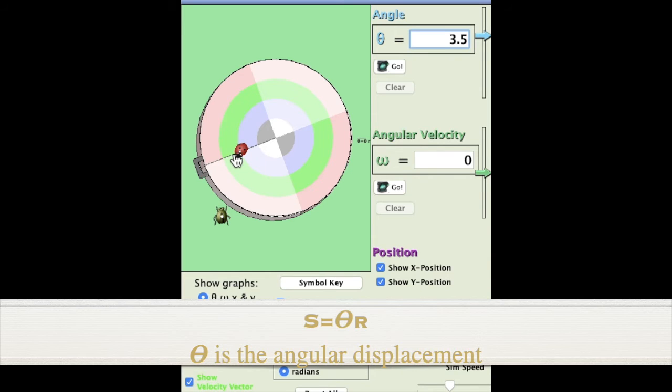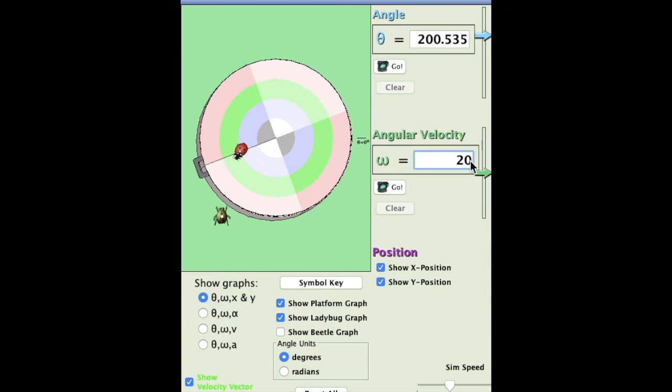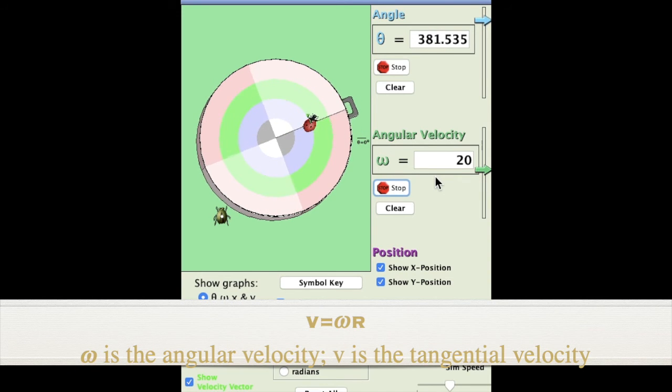Now, how about if we're going to put in an angular velocity? Say, for example, I want to move this bug at a speed of 20 degrees per second. So if I watch the movement of this bug, this is now what you call the angular velocity. This angular velocity is the speed of its turning, or simply the speed of its rotation.